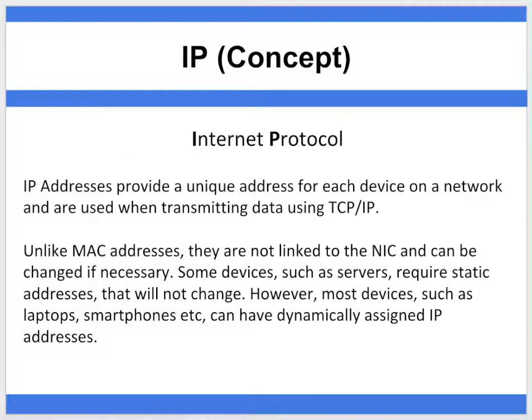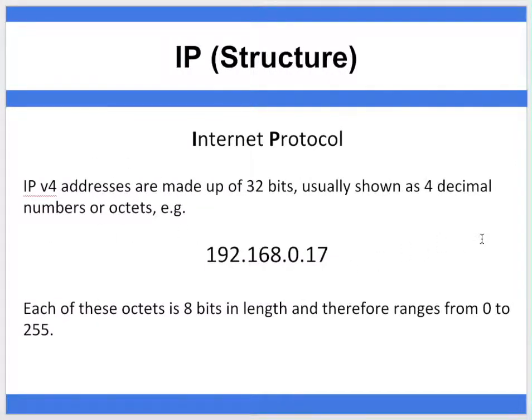To understand a bit more about IP addresses, we need to know that there are actually two different types of IP address that we now have in existence: an IPv4 address, which is the old type of IP address, and an IPv6 address. IPv4 is the most common one that you're going to be asked about, and it consists of 32 bits, represented as 4 decimal numbers, or what we call octets.